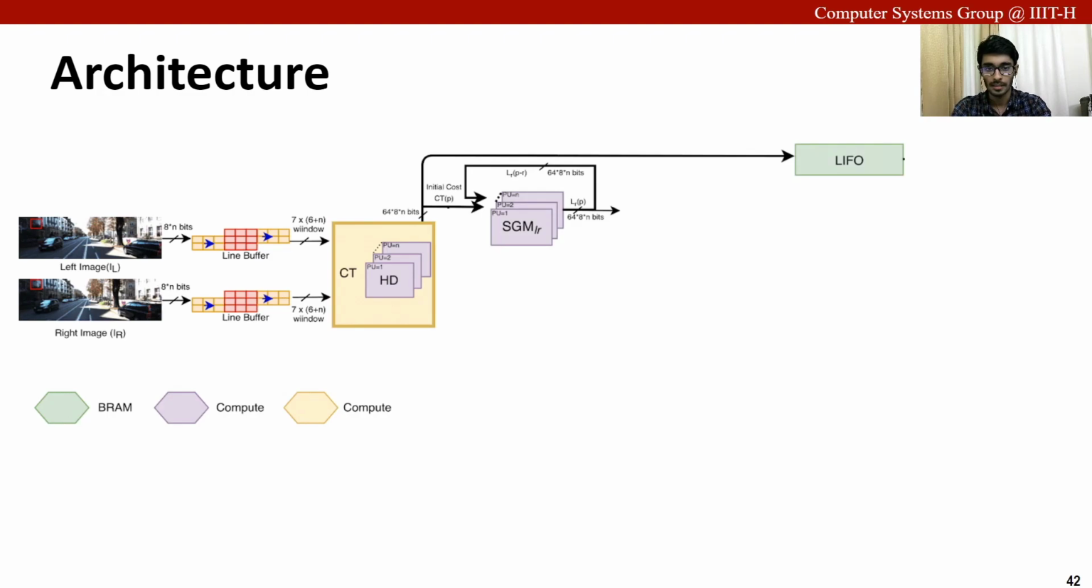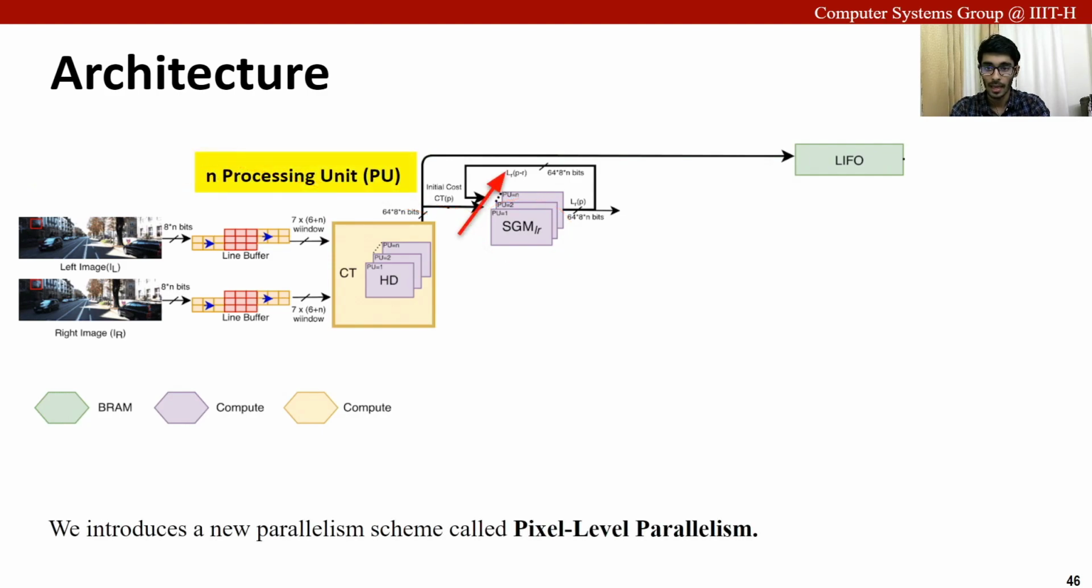So first we look at the SGM LR module because this is special since it has immediate dependency. And due to that immediate dependency, there is a feedback. At the same time, we are also storing these initial cost vectors in a BRAM which has LIFO structure. We refer to each of these purple units as a processing unit, PU, and we can have n number of processing units depending on the resources available and FPS requirement. Since we are processing multiple pixels in parallel, we call this pixel level parallelism.